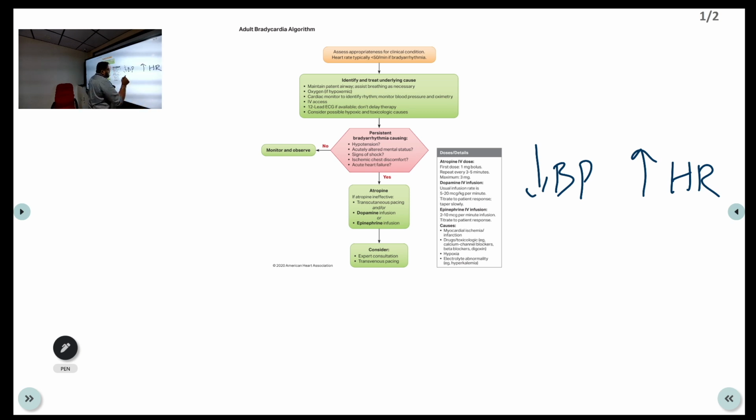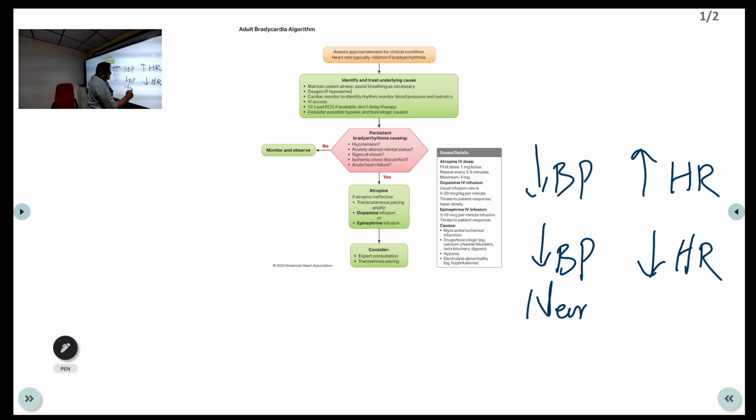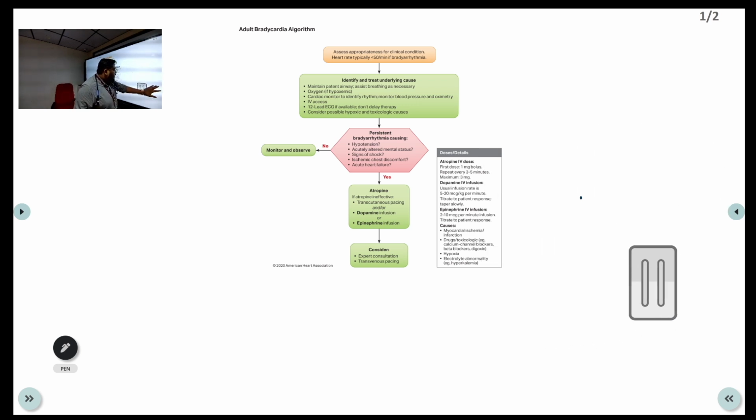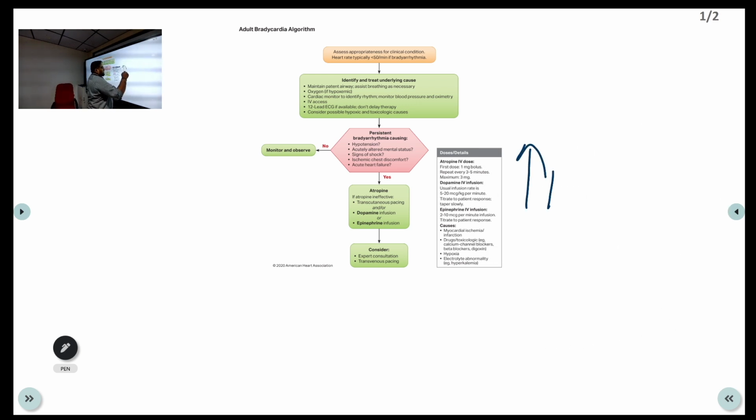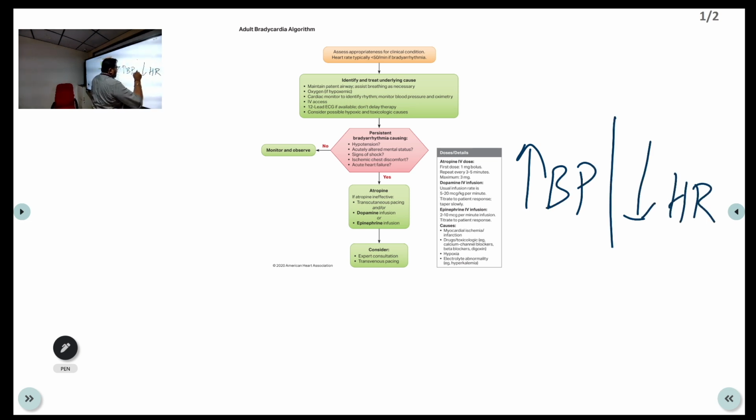But there can be certain situations where there is decreased BP and decreased heart rate. Can you tell me one example? Neurogenic shock. There is a type of shock, neurogenic shock, where there can be hypotension with bradycardia. This is one combination that I have given you. Then I can give you another combination where you can see increased blood pressure and decreased heart rate. Where will you see this? Increased blood pressure and decreased heart rate. Where will you see it?